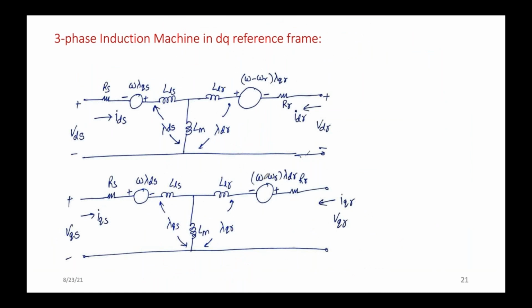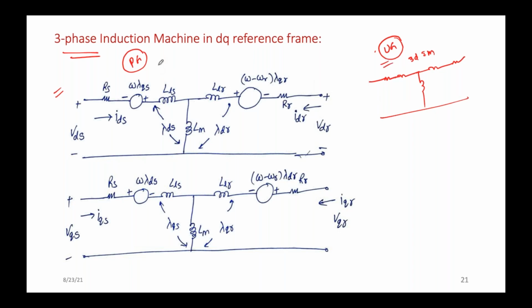So here, next one more important thing. This is the three-phase induction machine DQ reference frame model. This is the equivalent circuit diagram of the three-phase induction machine in DQ reference frame. You can find this in postgraduate courses, but in undergraduate courses in the electrical machines subject, you might have seen the per phase equivalent circuit diagram like this. This is the per phase equivalent circuit diagram of the three-phase induction machine. Now please tell me, what is the basic difference between the undergraduate course equivalent circuit diagram and the postgraduate level equivalent circuit diagram? Anyone from the audience?